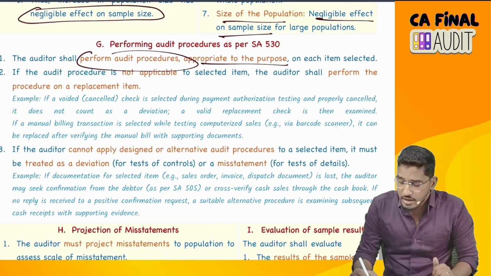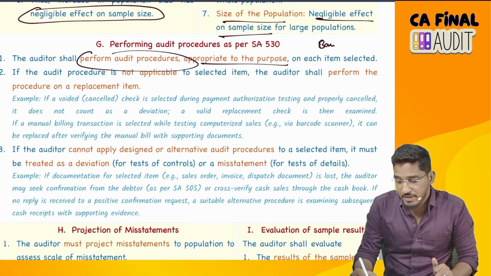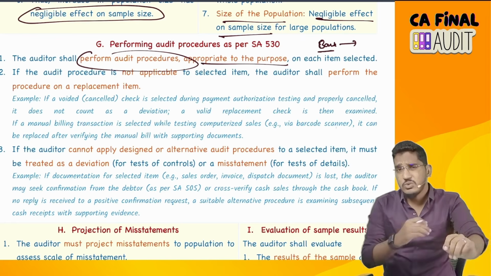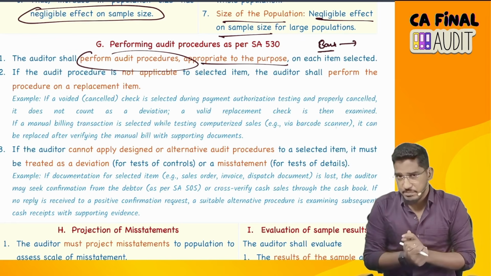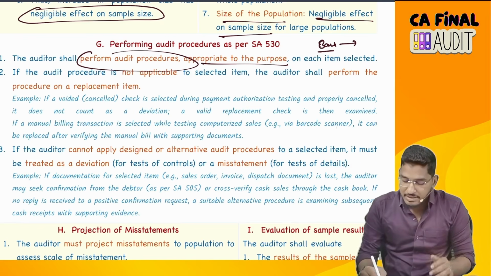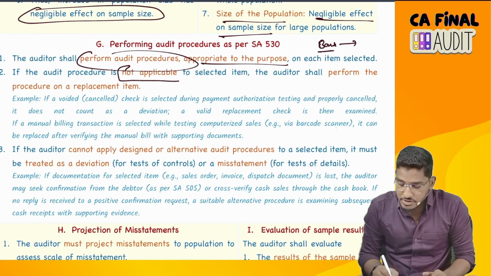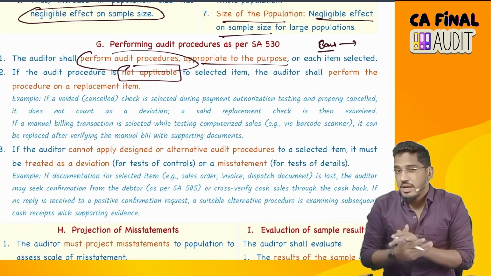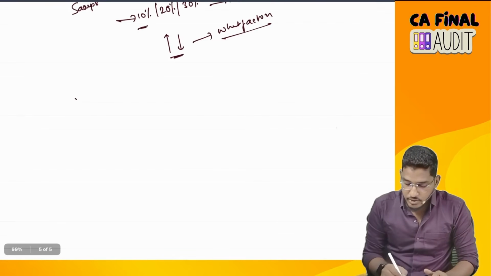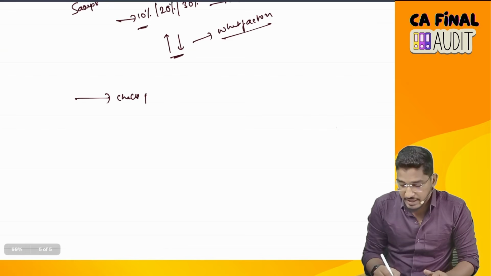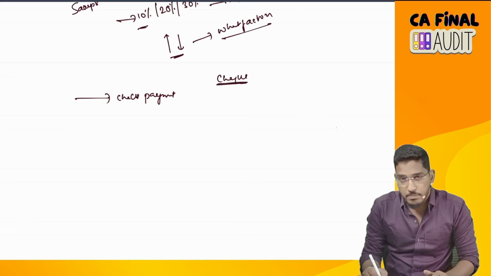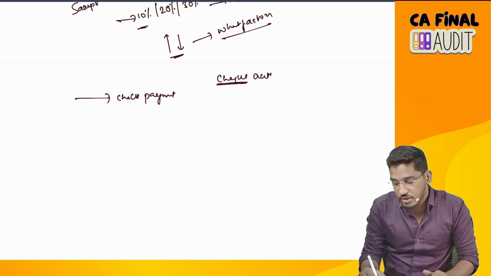If you are verifying, for example, check payments, your purpose is to verify whether the payments have been authorized or not. Like that, every area of the audit will have a purpose. You should perform those audit procedures which are fit for your purpose. Sometimes whatever audit procedures you have thought of will not be applicable for the item which has been selected. For example, you wanted to verify whether all the check payments are authorized or not.